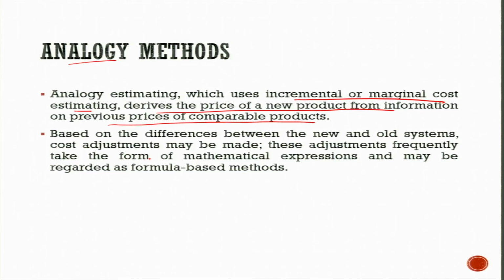So, when estimating cost using these techniques, it relies upon the actual cost of the previous projects, which is taken from the secondary data. So, it is reliable and a little more dependable than the general expert opinion method. Based upon the differences between the new and the old systems, cost adjustments may be made. These adjustments frequently take the form of mathematical expressions and may sometimes be regarded as formula based methods.